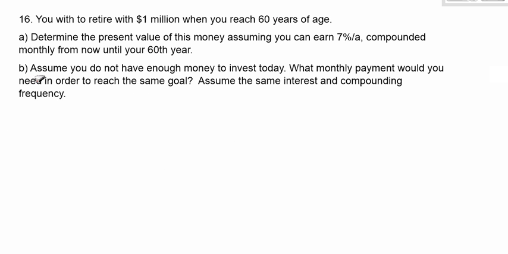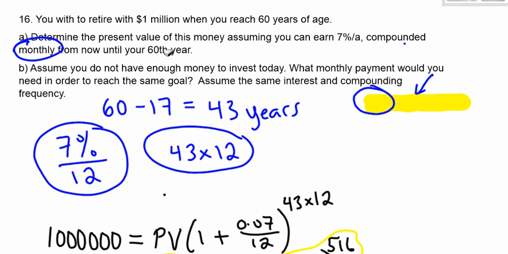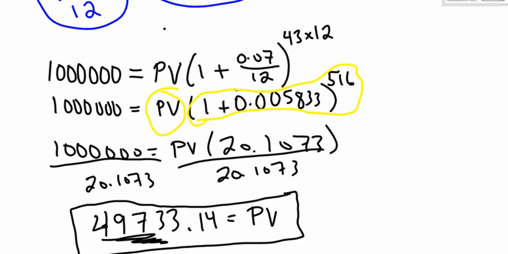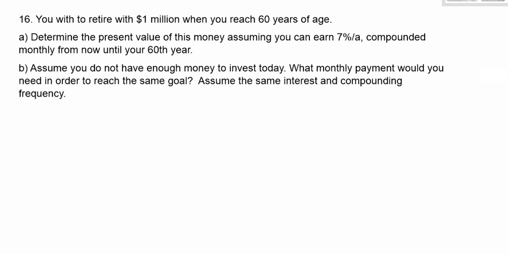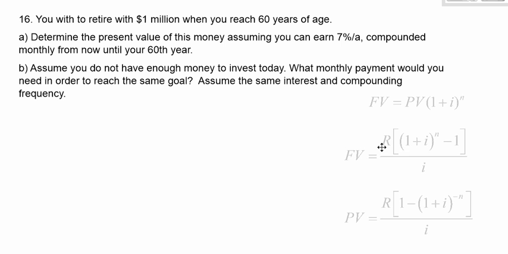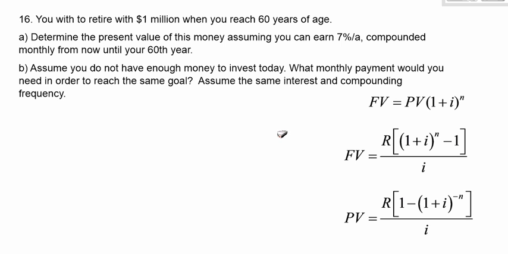So that was the first part of the question. And the second part says, assume you do not have enough money to invest today. So let's just pretend for a minute that you don't have 49,000 sitting around. What monthly payment would you need to reach the same goal? So in other words, instead of depositing a lump sum of $49,700 and walking away, you're going to deposit a certain amount of money every single month until age 60. And when you turn 60, you're going to say, hey, look, I have $1 million.